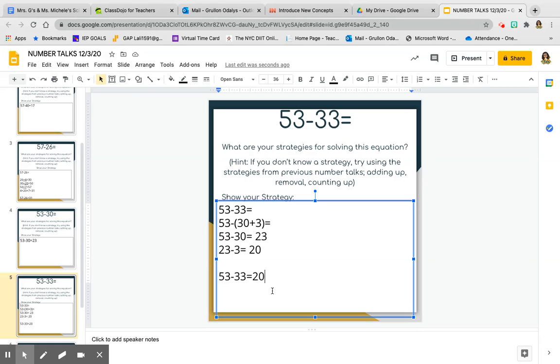You can use any strategy that we've worked on or any that works for you to help you get to the right difference, your right answer.